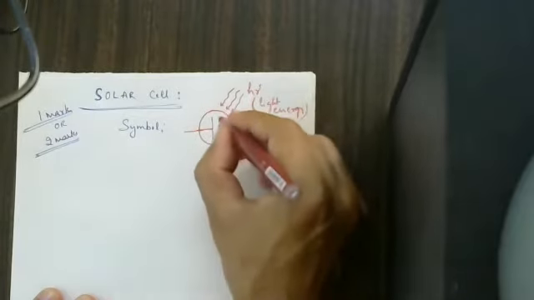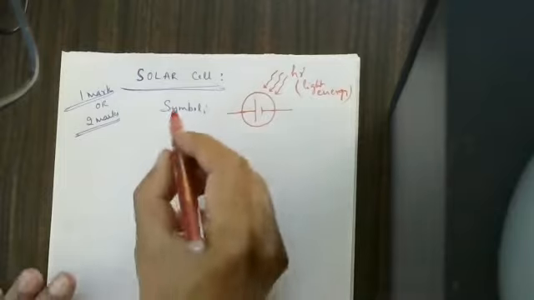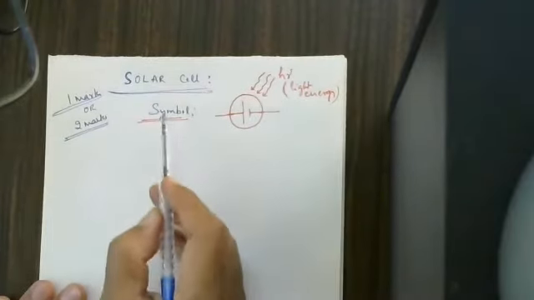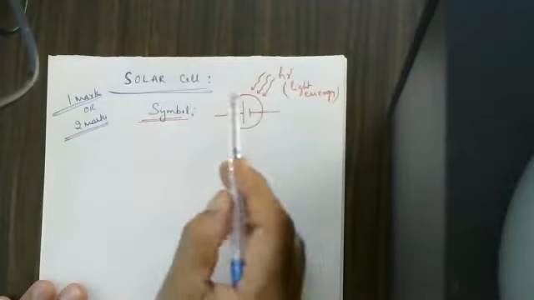If light energy is incident on the solar cell, it will work. If there is no light energy, the solar cell will not work. So this is the circuit symbol. If you write this much, you will get 1 mark. Write the circuit symbol for solar cell.